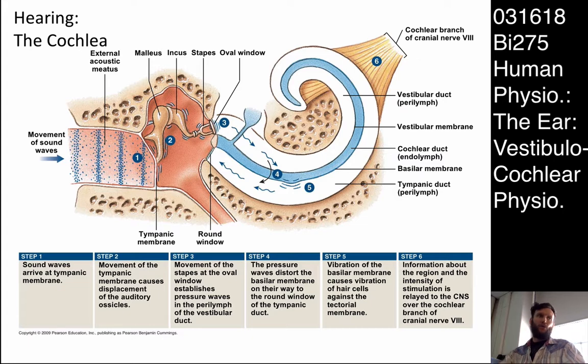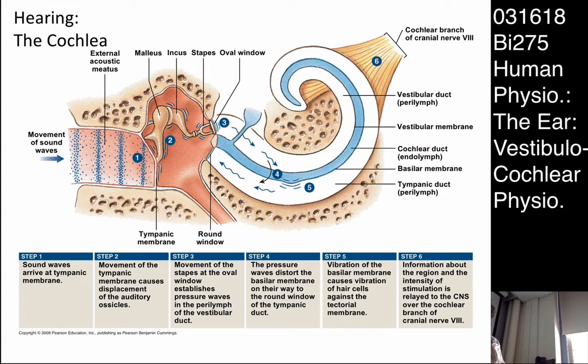Malleus meaning mallet or hammer, incus meaning anvil, and then stapes is the Latin word for stirrup. So the stapes transmits that vibration into the oval window. You'll remember that the oval window is the beginning of the vestibular duct, and the round window is the end of the tympanic duct. In between them is this cochlear duct, this membranous labyrinth.